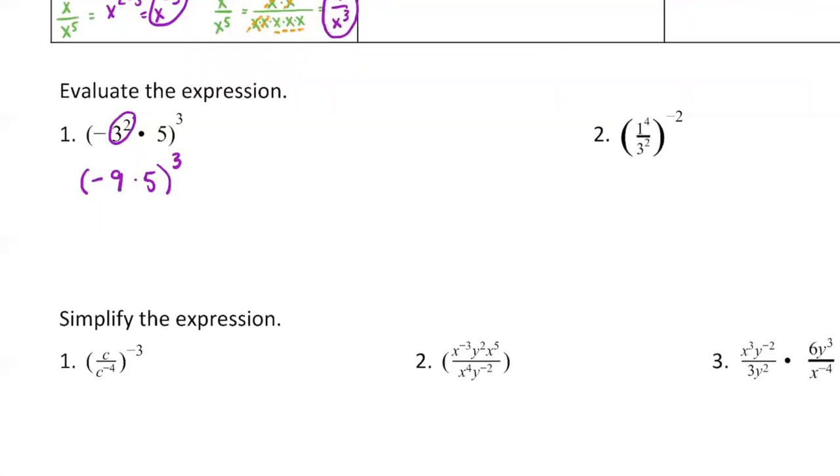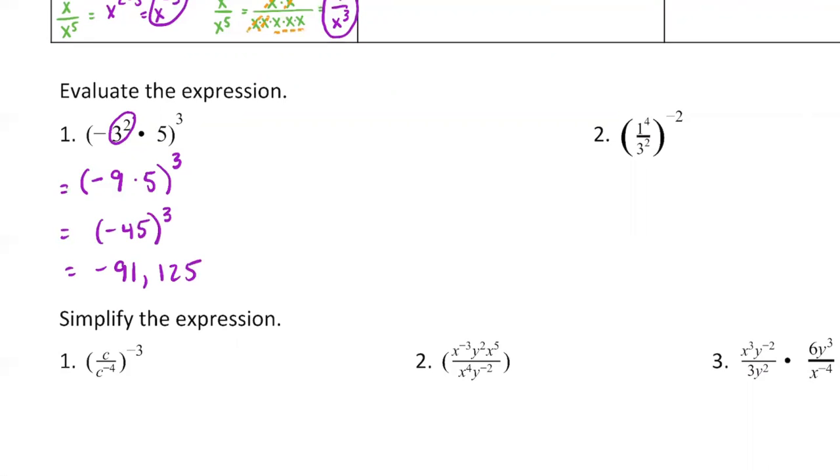And again, I'm going to do parentheses first. So that's -45. And I'm going to keep it in parentheses because all of it is being raised to the third. And then you might want to use a calculator for that. -91,125.